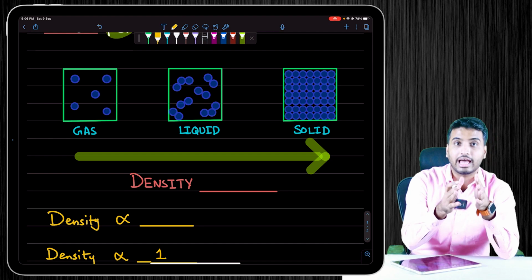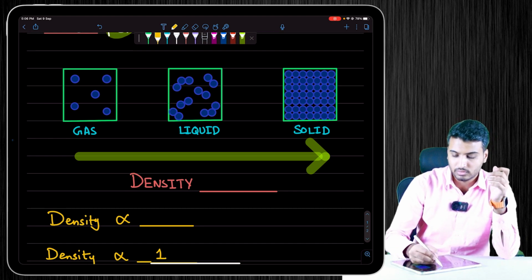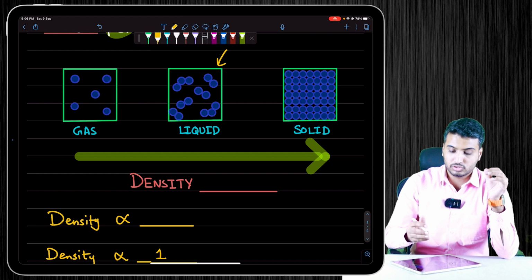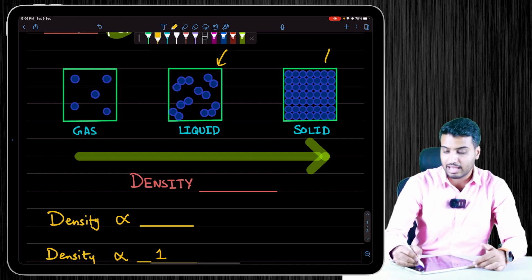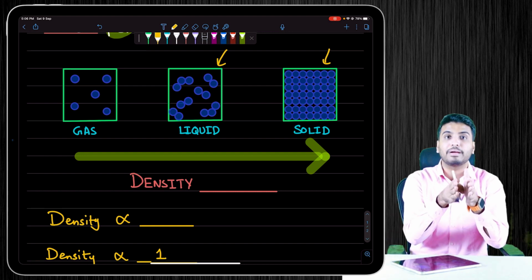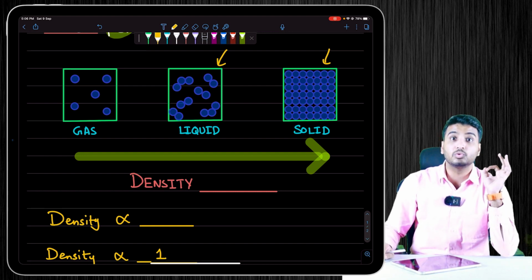Whereas in liquids we have more particles as compared to the gas, so its mass is more. Whereas in solid we have a lot of particles which are tightly packed together, so it has the most mass.